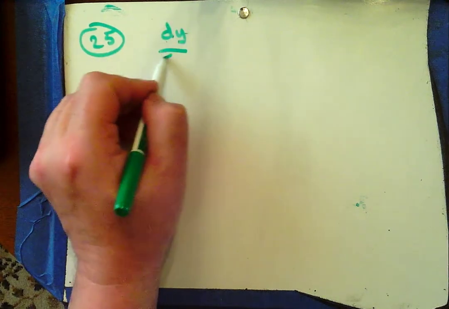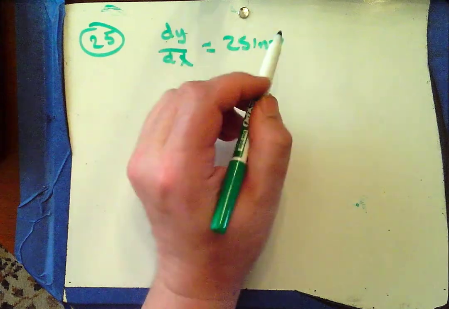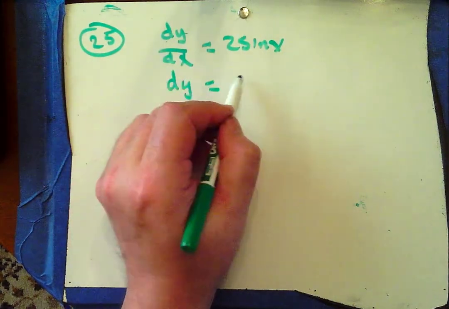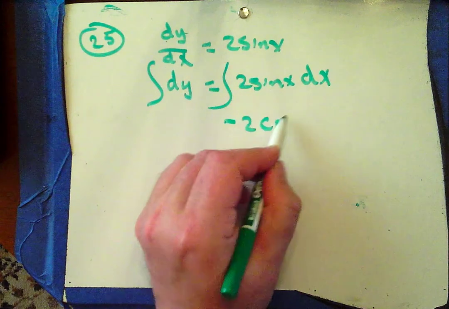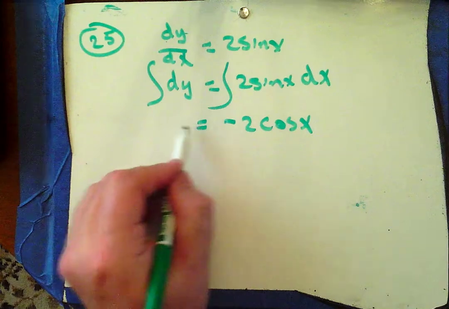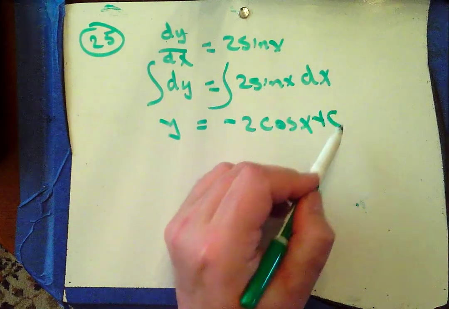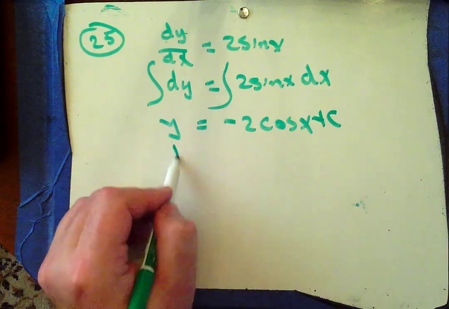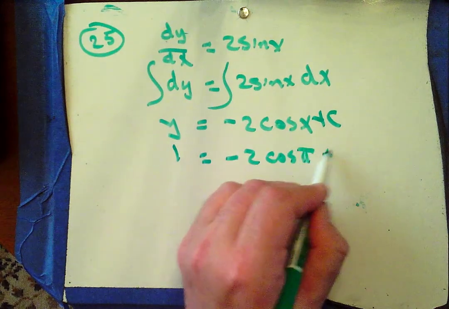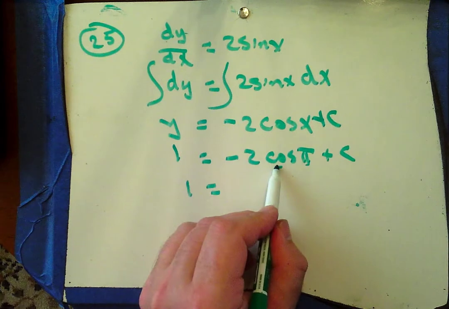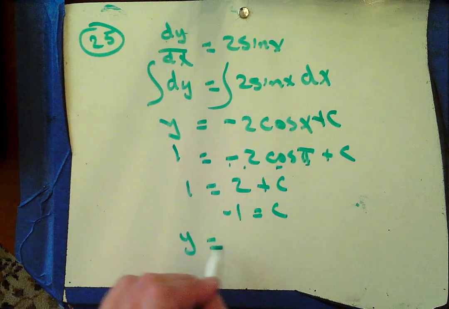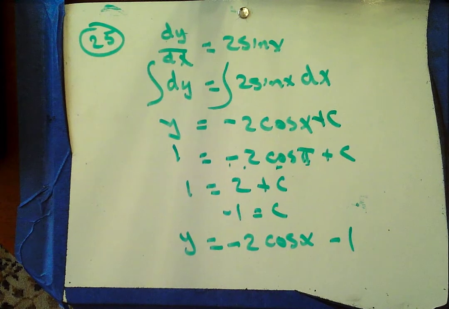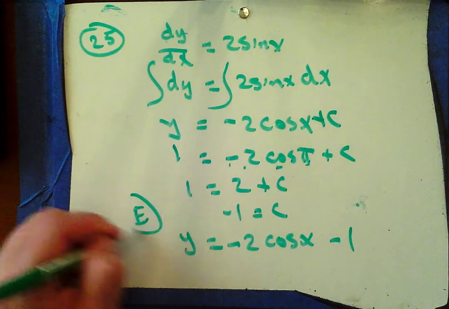25 says solution to the differential equation dy/dx equals 2 sine x. dy equals 2 sine x dx. Integrate. We get -2 cosine x plus c equals y, and an initial condition was y of pi equals 1. So -2 cosine pi plus c, 1 equals -1 times -2 is 2, plus c. So c must equal -1. So y equals -2 cosine x minus 1. Okay, -2 cosine x minus 1 is choice E for number 25.